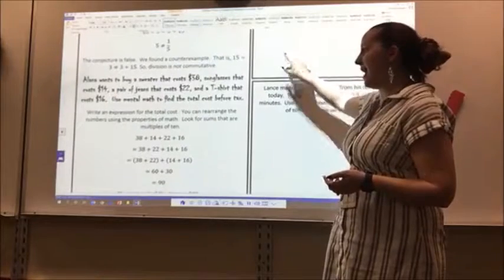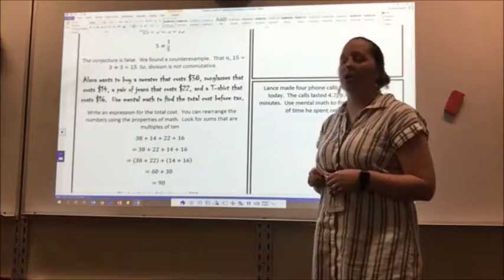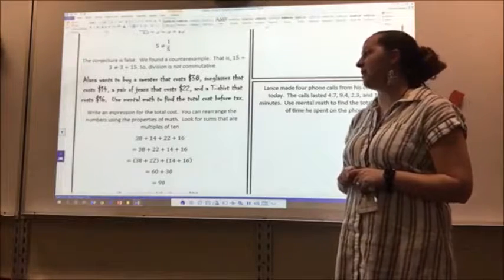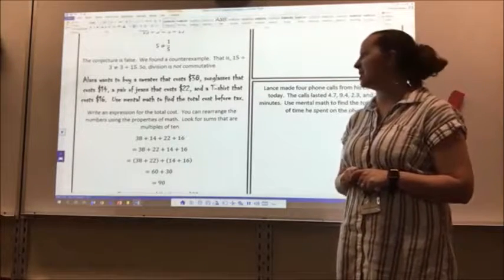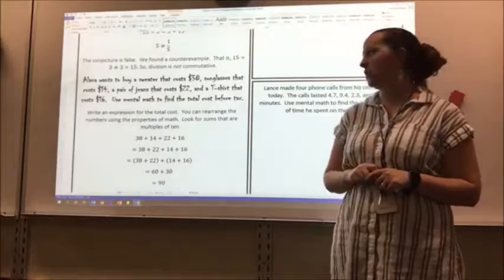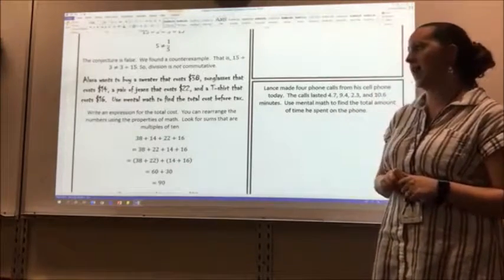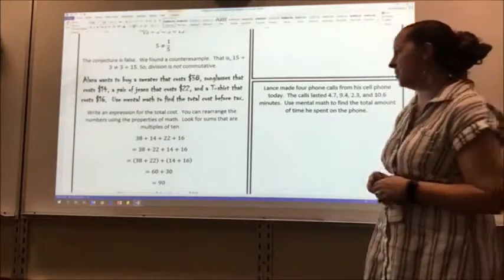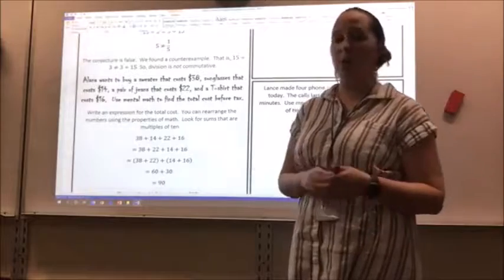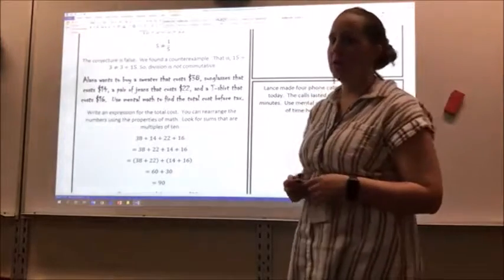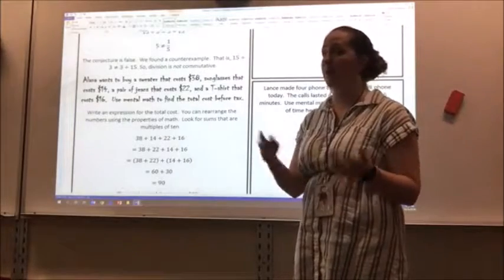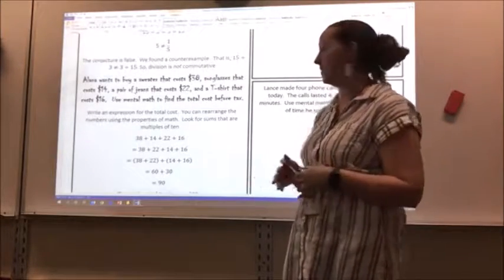My last one I have is Alana wants to buy a sweater that costs $38, sunglasses that cost $14, a pair of jeans that cost $22, and a t-shirt that costs $16. I want to use mental math to find the total cost before tax. So I write an expression for the total cost. I can rearrange the numbers in any order I want because I'm dealing with addition. Okay, so addition is commutative and associative. It doesn't matter how I group them or how I order them, I'll still get the same answer.